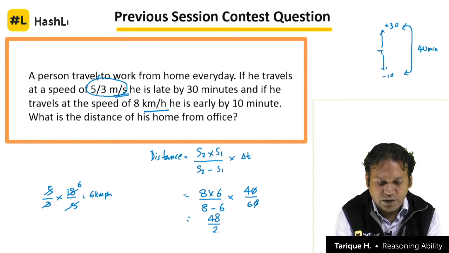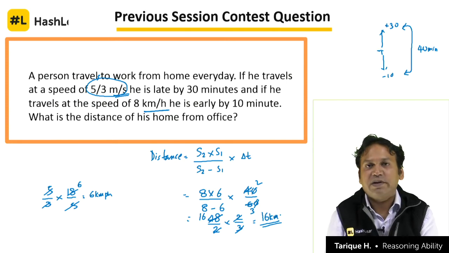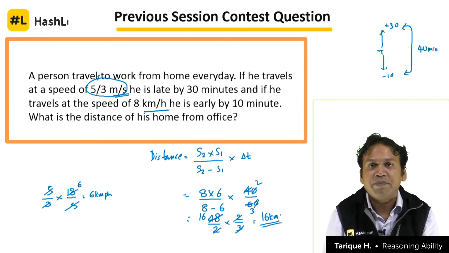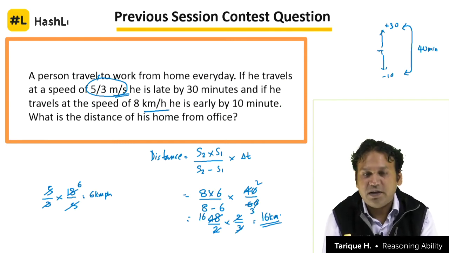48 by 2 into 2 by 3, because 4 by 6 is nothing but 2 by 3, 2 gets cancelled, 3 will cancel 48 how many times? 16 times. So what is the distance? 16 kilometers. That's how you solve this. Within 10-15 seconds itself, you should solve and get the answer. So that is the explanation for the previous session contest question.